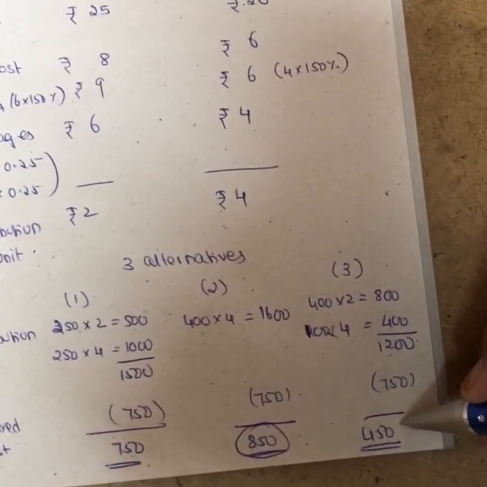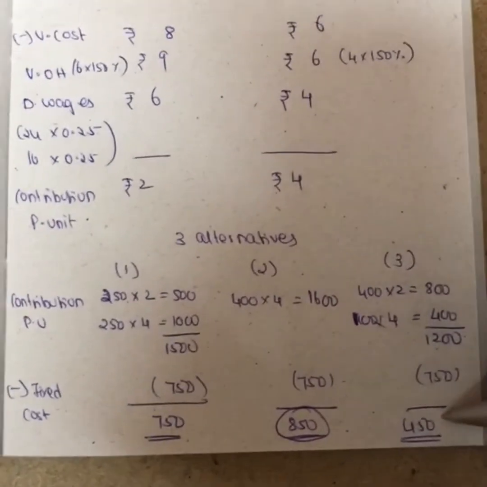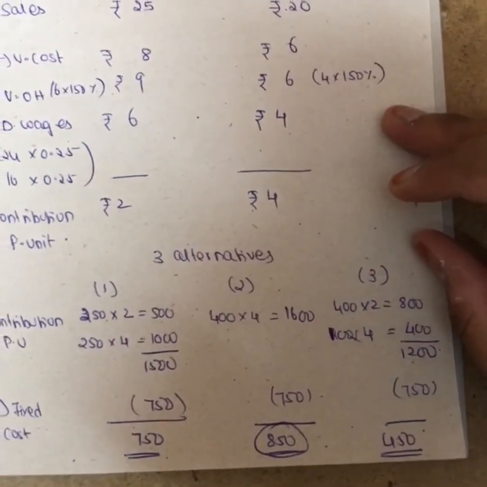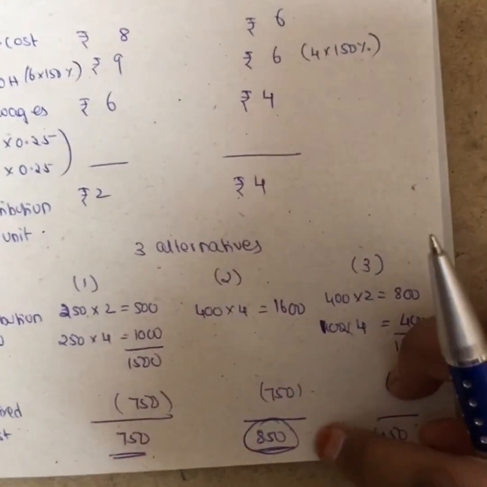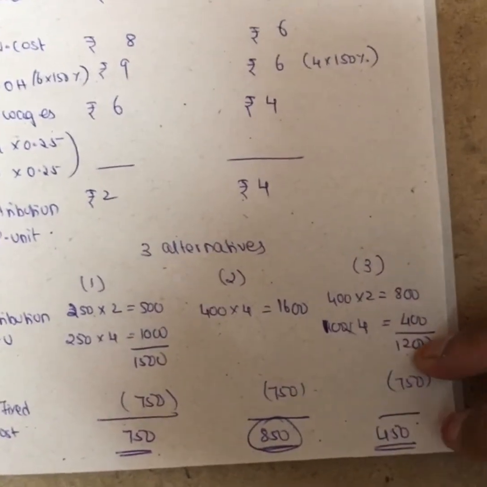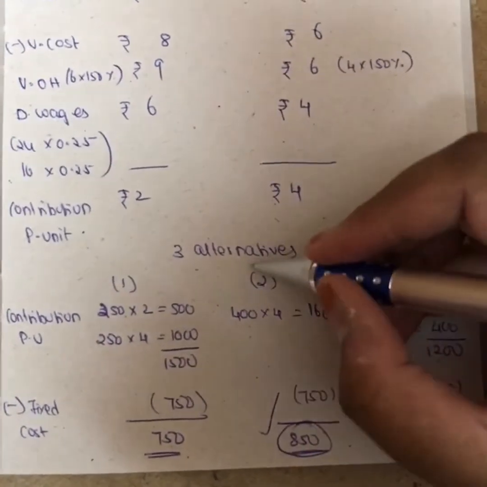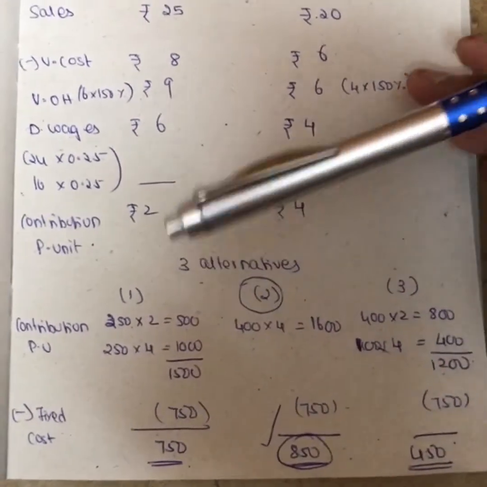Okay, in the sales mix, girls, we have to take the decision based on the profit. Remember this, in sales mix we have to take the decision based on the profit. So for the first alternative it is 750, for the second alternative it is 850, and for the third alternative it is 450. So obviously the highest profit is in the second alternative. So we have to choose the second alternative, girls. That's it. So this is all about your sales mix.